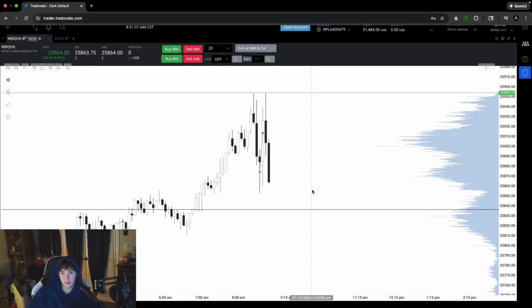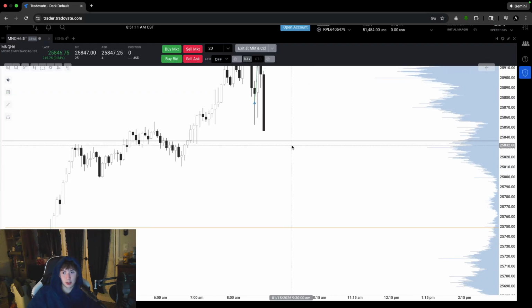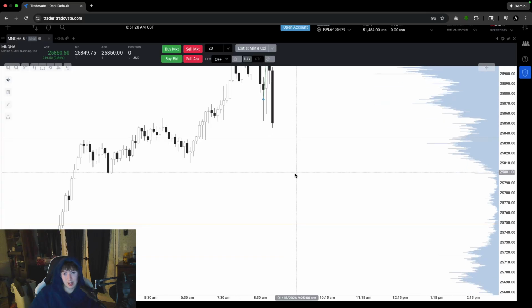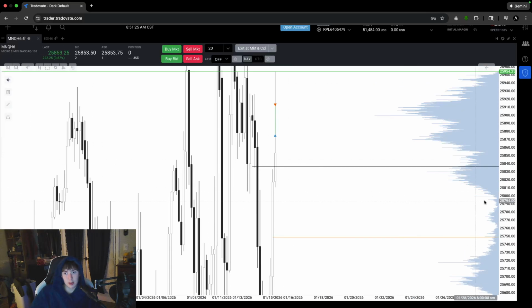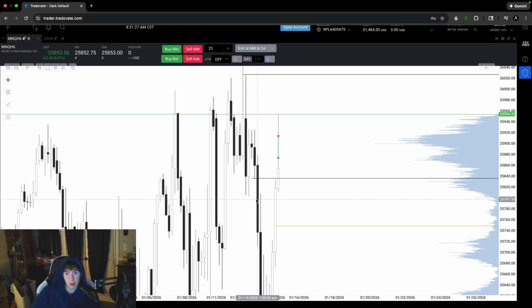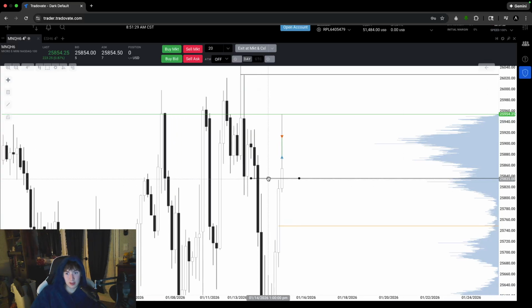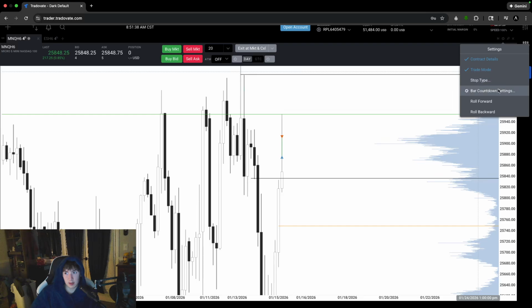Tap this low volume node right here. This is the 4-hour inverse fair value gap that I was mentioning earlier. We will see how we react off of that. I'm pretty sure there was... Ooh. Oh, we might close inside of it.